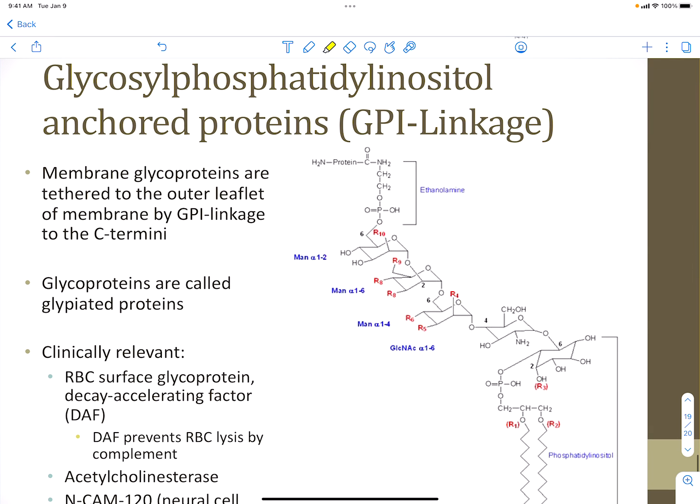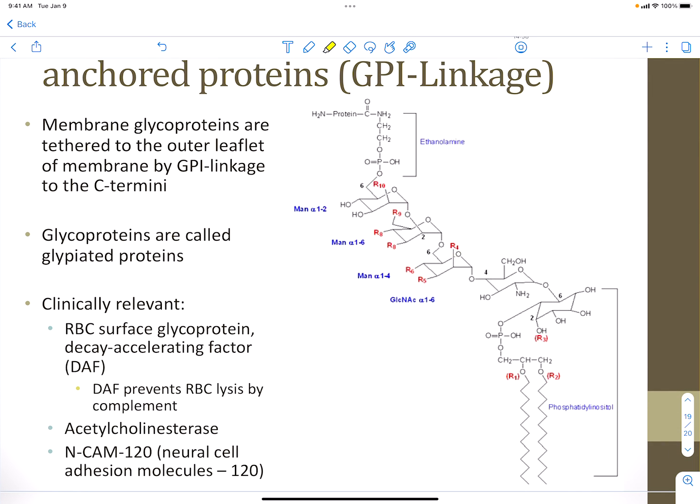And then you also have glycosylphosphatidylinositol, and these are GPI linkages for proteins that are going to get anchored. So you have your glycoproteins tethered to the outer leaflet by the GPI, and this is going to be important for our red blood cells, decay accelerating factor, DAF. DAF is going to be important on the red blood cell membrane because it helps prevent lysis by complement, which is an enzyme that is going to be found in inflammatory environments. Also important GPI linkages are acetylcholinesterase, and we have some adhesion molecules, neuronal cell adhesion molecules that also have GPI linkages.